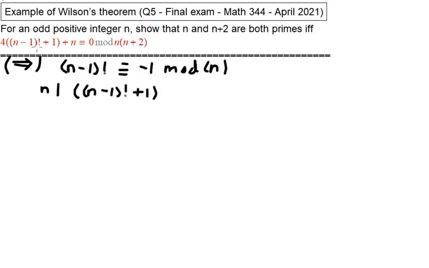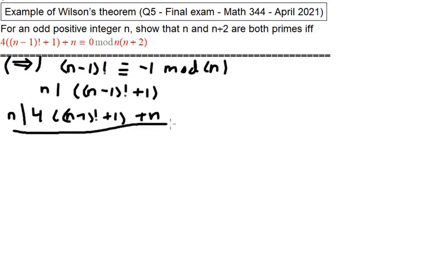So if you look at this expression, you've got n divides into the first term, so n divides into n minus 1 factorial plus 1. And then we have plus n, so n obviously divides into that. So n divides into the entire expression. That's not the hard part. We have to consider n plus 2. So there's a trick here.